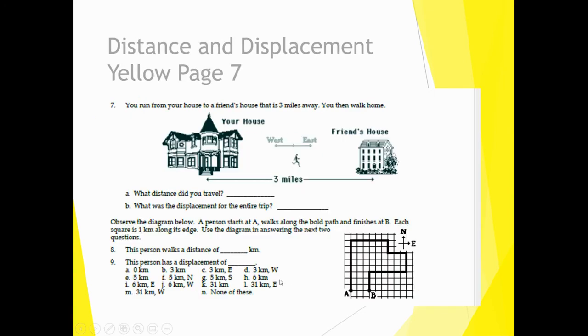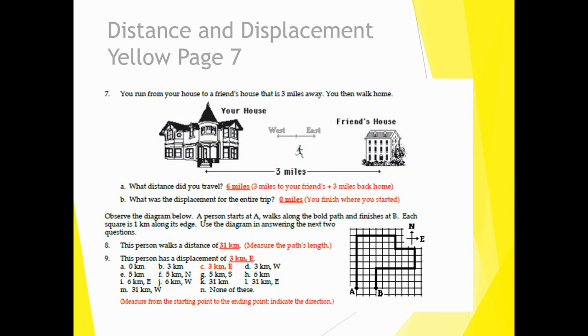So on to number 7. Number 7 says you run from your house to a friend's house that is 3 miles away, and then you walk home. What distance did you travel? So you go from your house to their house and then back, and it's 3 miles each way, so that would be 6 miles. What was the displacement for the entire trip? It is 0, because you start at your house and you end at your house.